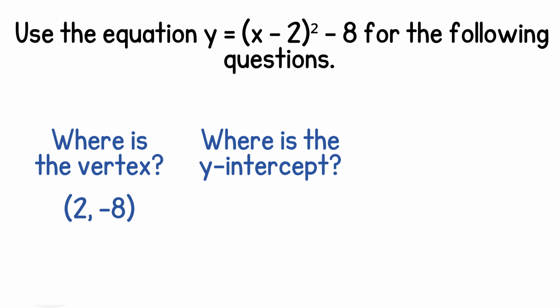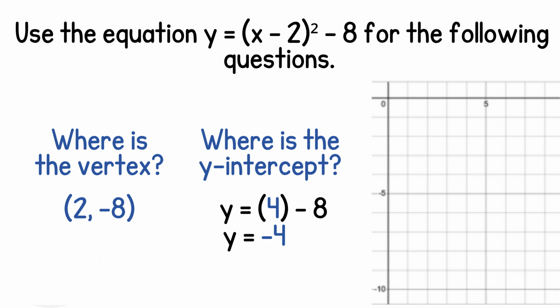Now we want to know where the y-intercept is. So we'll take the equation they gave us, and we'll replace x with 0. And now we'll just simplify. 0 minus 2 will give us negative 2, and negative 2 squared gives us positive 4. 4 minus 8 will give us a final y-intercept at negative 4.